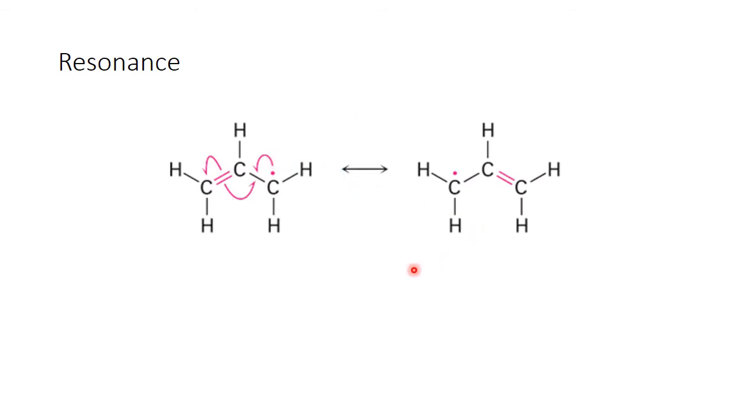This is showing you the resonance between the two different ends of the allylic free radical. Here is an allylic free radical because the free radical is adjacent to the double bond. What happens is it's able to undergo resonance so as to spread out that free radical, and it thereby stabilizes the free radical so that it is more stable.